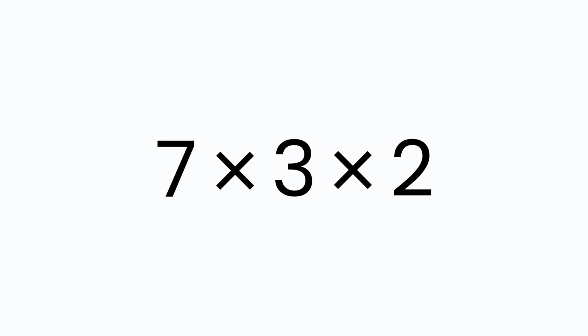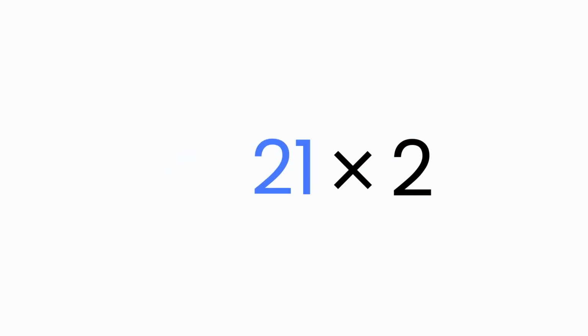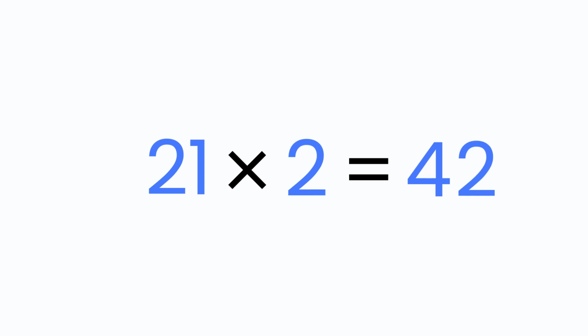Let's begin by multiplying 7 and 3. 7 times 3 is 21. Then you have to multiply 21 by 2, which is 42. So 7 times 3 times 2 equals 42.